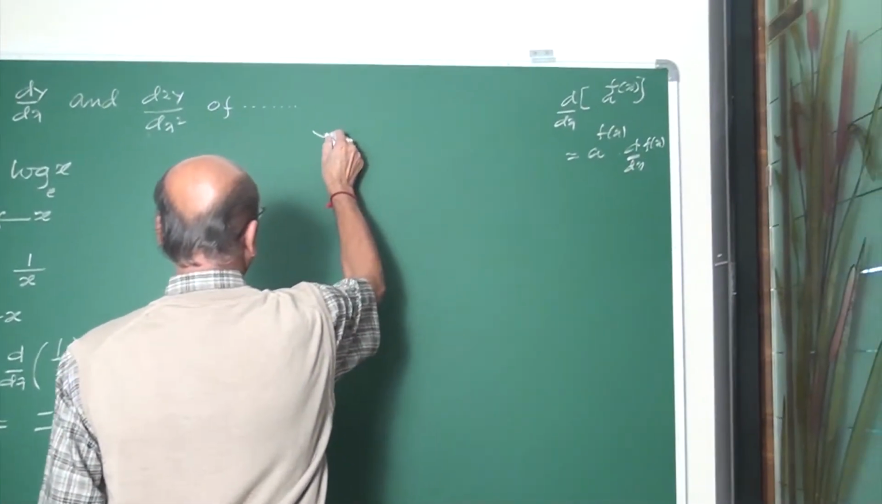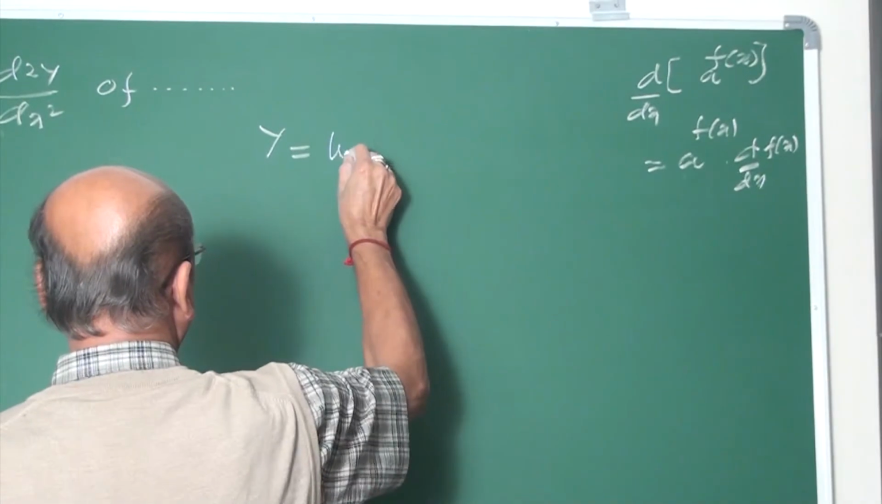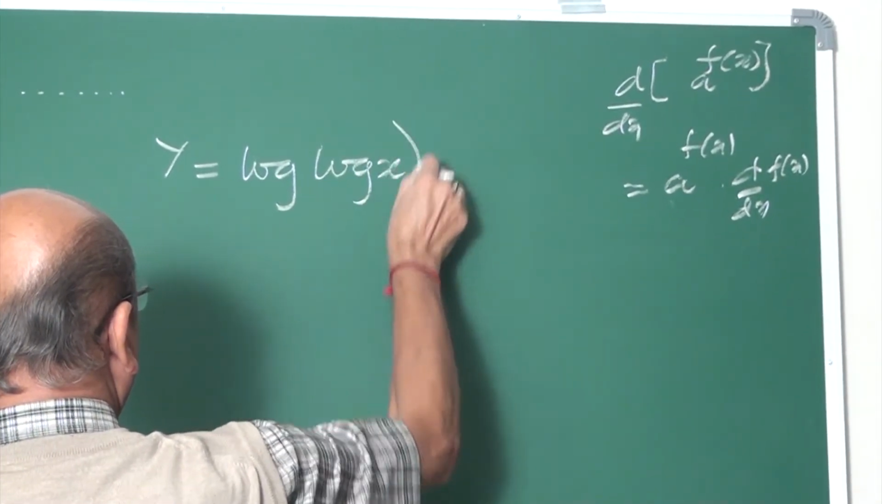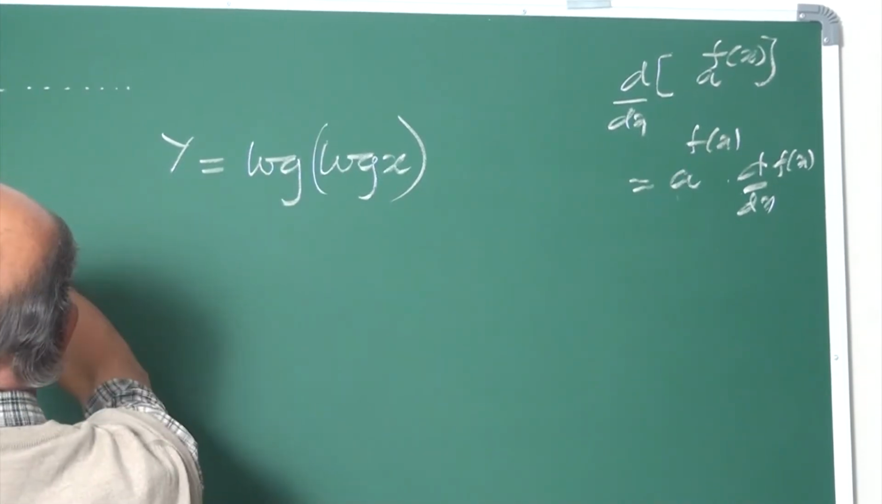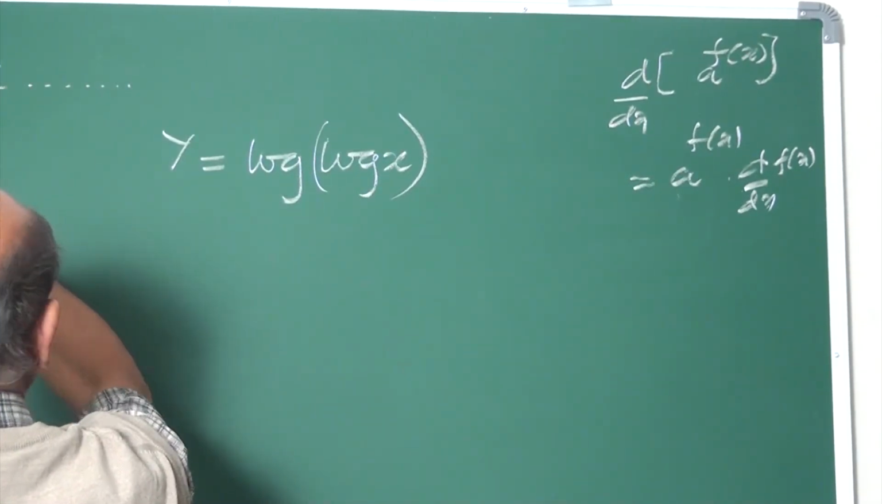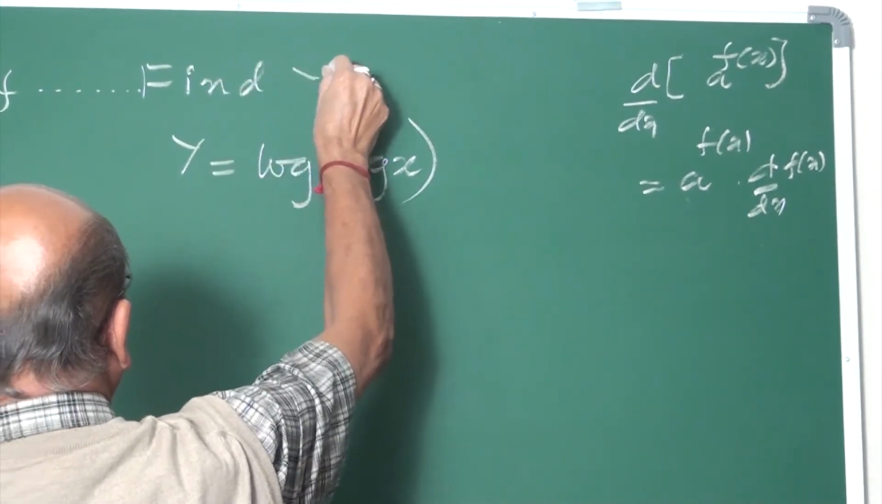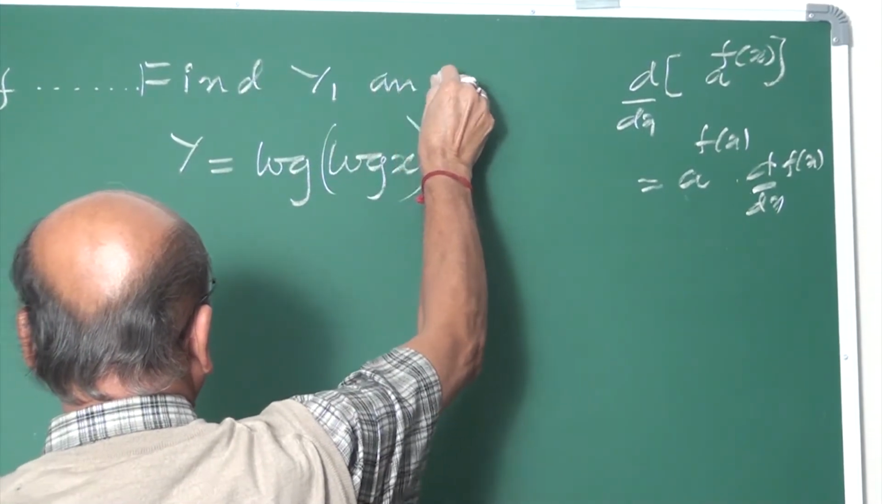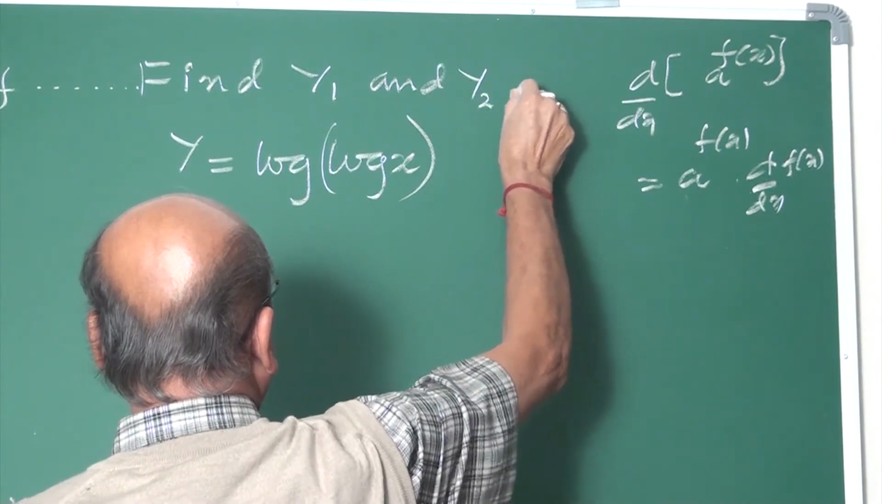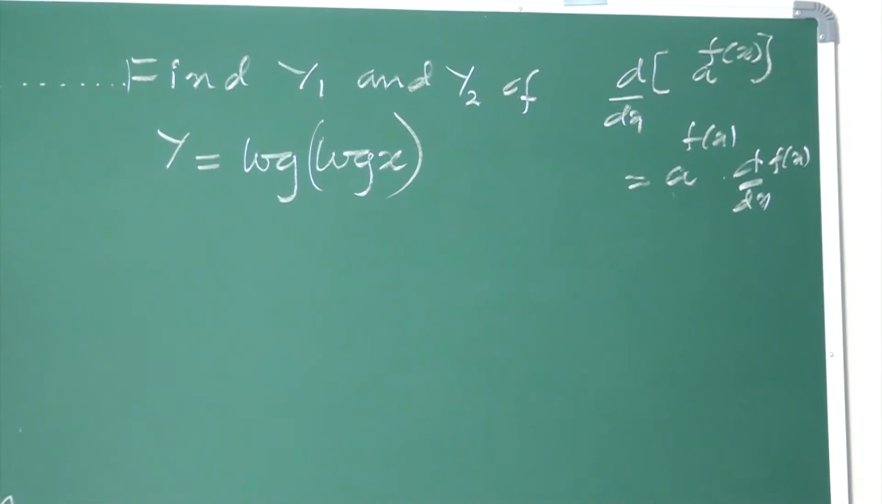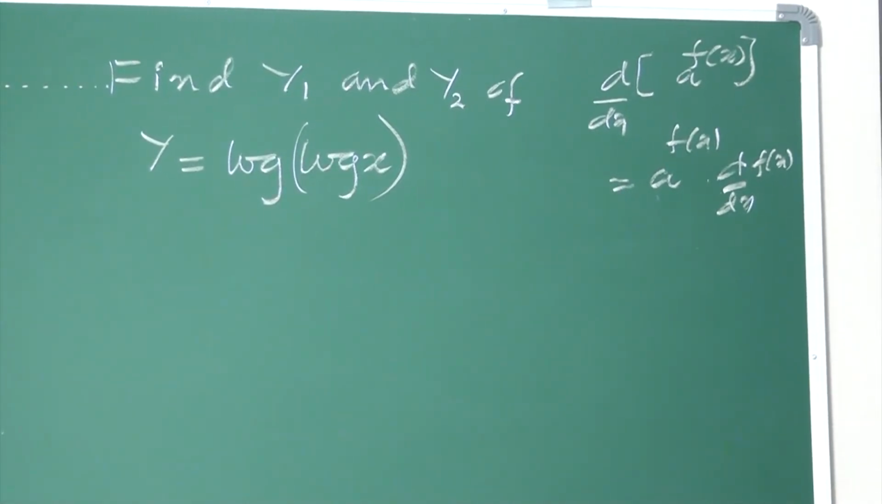Yes, friend. This is y equal to log x. Find dy by dx and d2y by dx2. Otherwise, go for different symbols. Find y1 and y2 of y equal to log x. y1 is the first derivative, y2 is the second derivative.